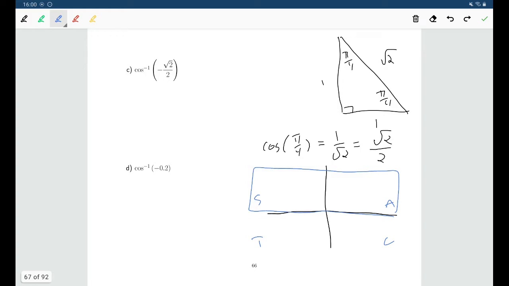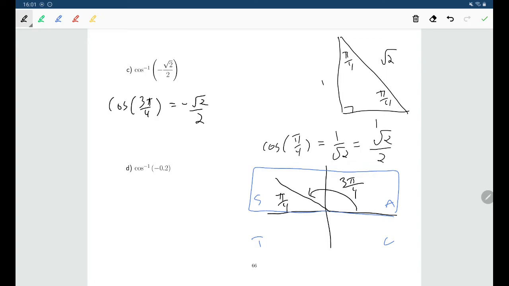If we were thinking about the root 2 over 2, that came from 45 degrees, or pi over 4. So negative root 2 over 2 should come from 3 pi over 4, or in other words, 135 degrees. We know that cos of 3 pi over 4 should be negative root 2 over 2, and so that means cos inverse of negative root 2 over 2 is 3 pi over 4.